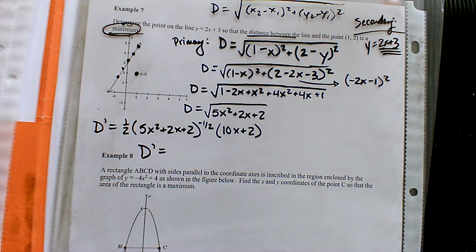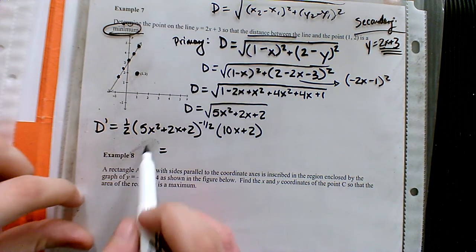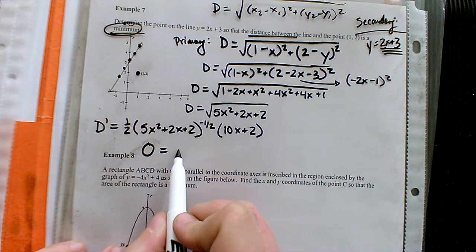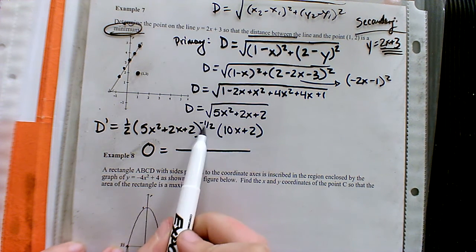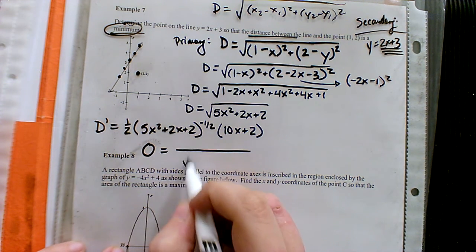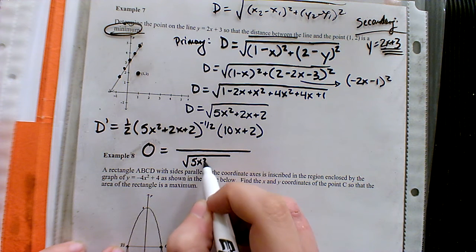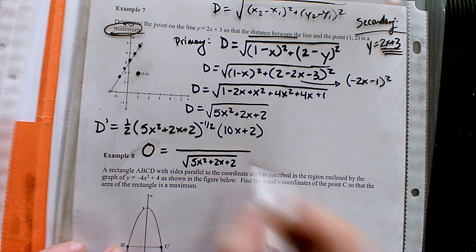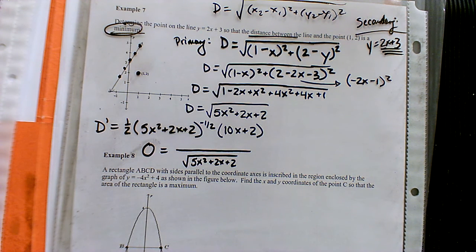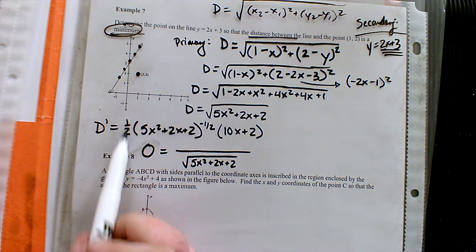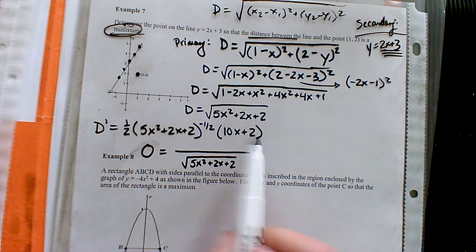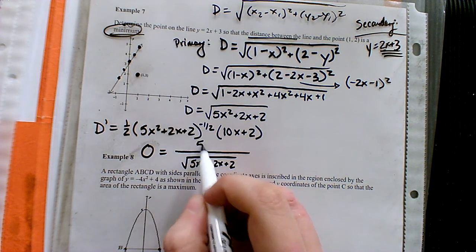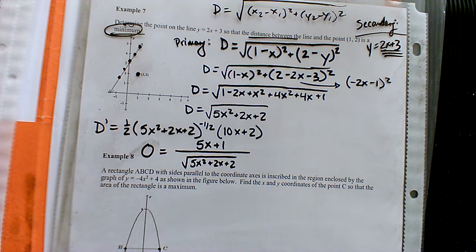Alright, can we clean it up? I mean, we'll set it equal to 0, but can we clean it up? I have a negative power, so I'll move it to the bottom and maybe change it back to a root. And then the 1/2 times 10x plus 2, we can change that to 5x plus 1. Are we okay with that? I did a lot there with simplifying.